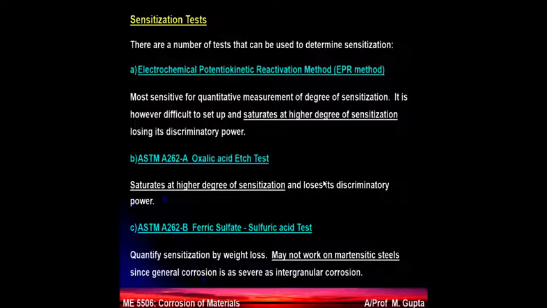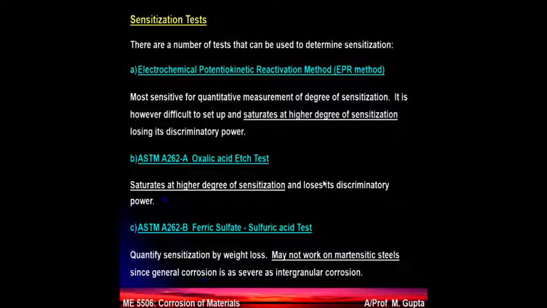Then you have ASTM A262A oxalic acid etch test. Again, it has the same limitation. It saturates at high degree of sensitization. Then you have ASTM A262B ferric sulfate sulfuric acid test.